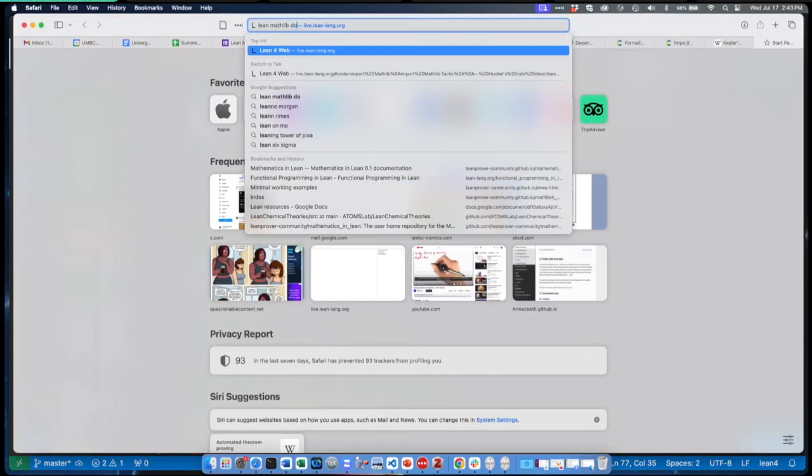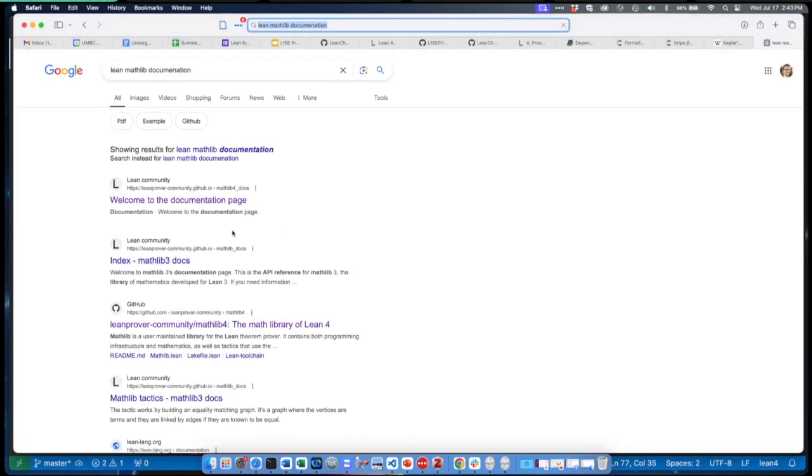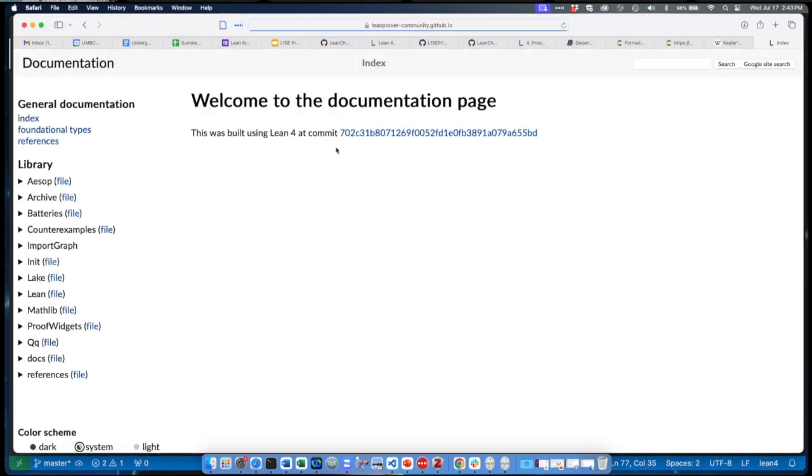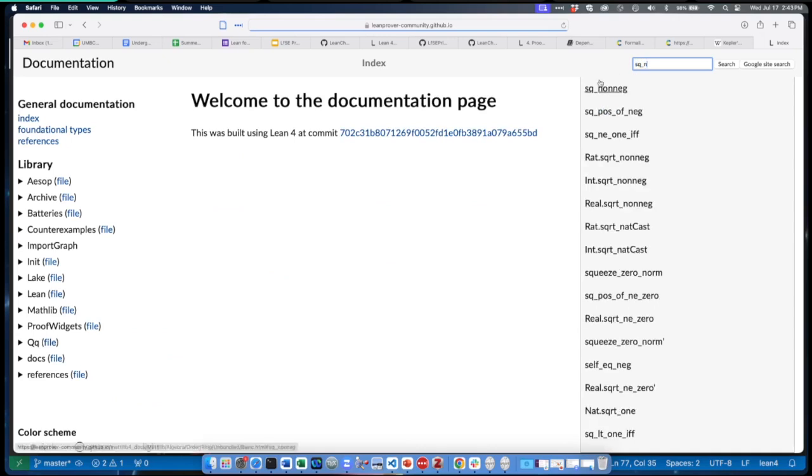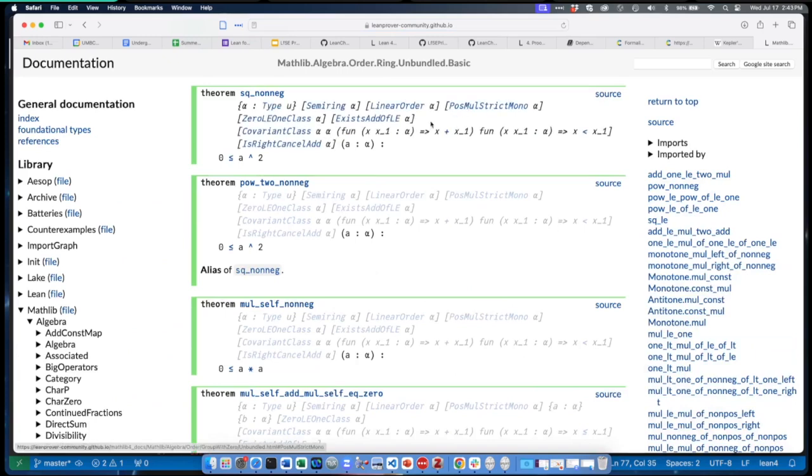MathLib documentation. You can find that here, and you could search for square non-negative. Try to think of what it might be called. This is what that theorem is named as, and there's a whole bunch of stuff in the preamble, but it is going to prove that 0 is less than or equal to a squared, and that's what we used in order to prove that.